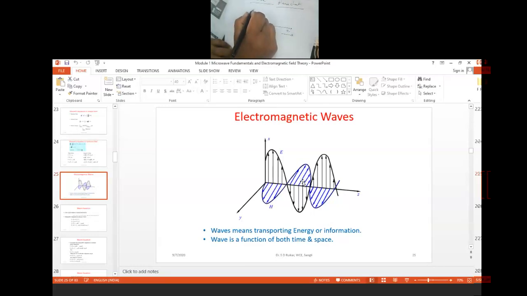And we need to write the coordinate system here. Suppose this is x and this is y. So our field components are the electric field component and the magnetic field component. These are the E, and these are the magnetic field component. And the wave is propagating in the Z direction.